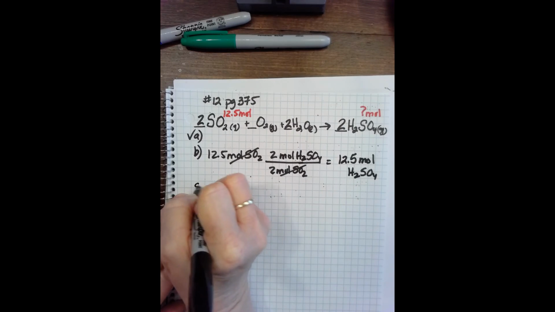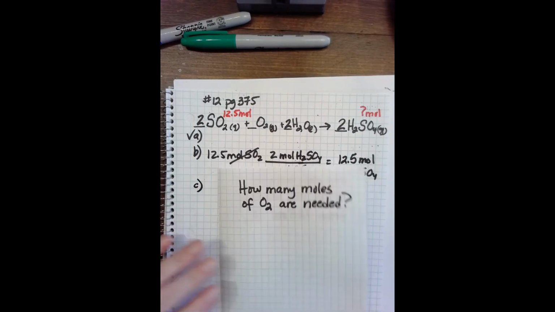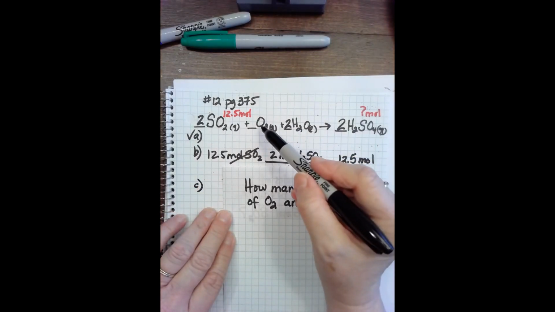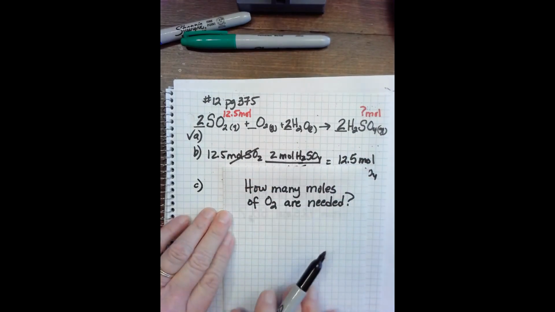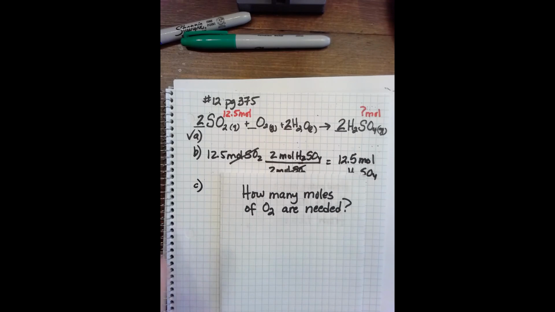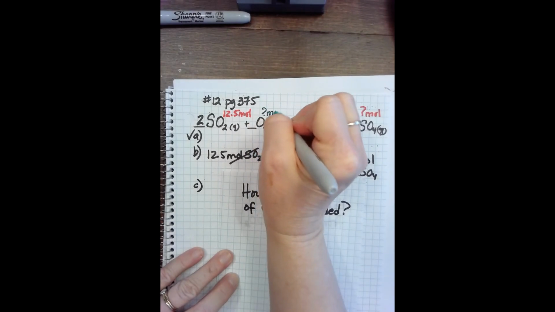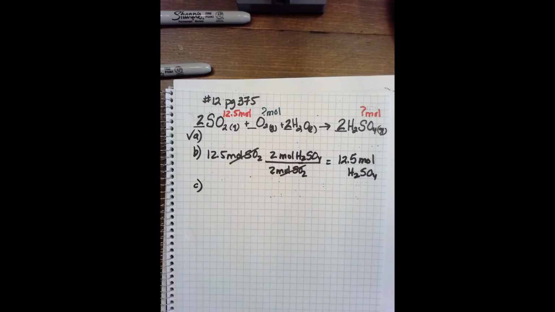Let's look at C. How many moles of oxygen are needed? Oh, wait, you mean that I can give myself information about a reactant? Absolutely, because when we wrote all of our mole ratios, we were able to write a mole ratio for everything in the balanced equation, correct? So now we want to know how many moles of oxygen. So let's prep this one real quick.